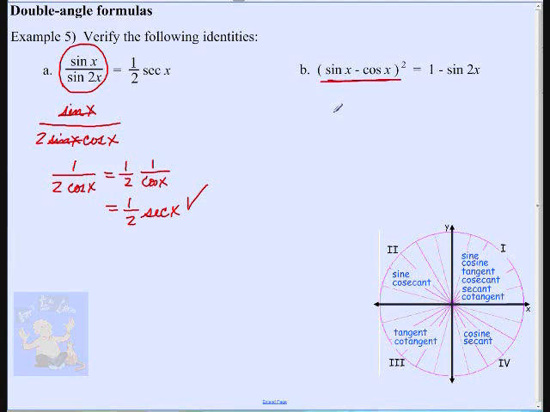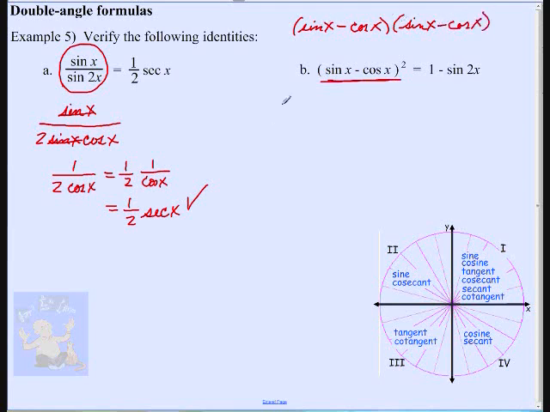Does that look like anything we know? Sine x minus cosine x squared? Not really. I mean, the first thing I'm thinking of is the Pythagorean identities, but those have both of these squared, not squaring on the outside. So I'm just going to go ahead and FOIL this. That's, of course, sine x minus cosine x times sine x minus cosine x. I'm going to FOIL it.